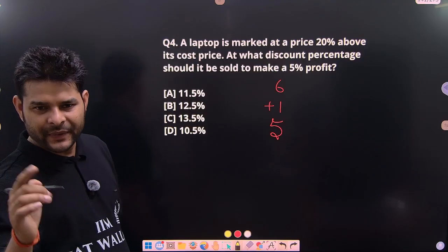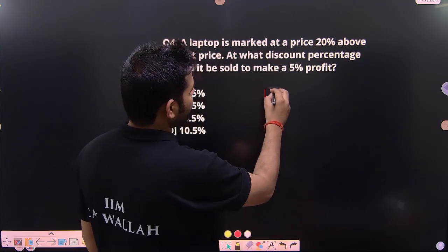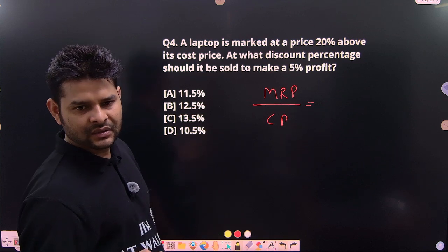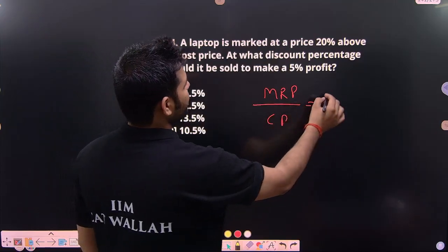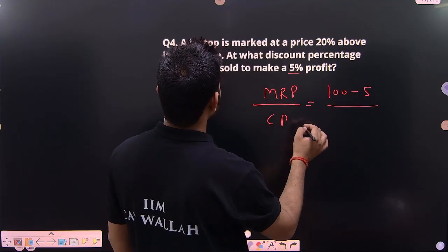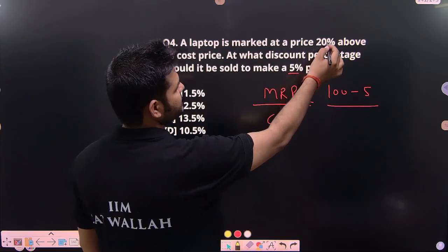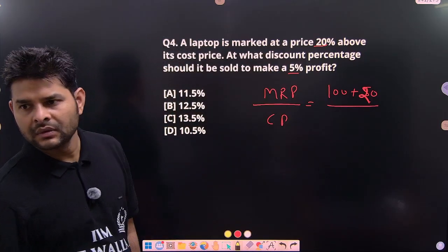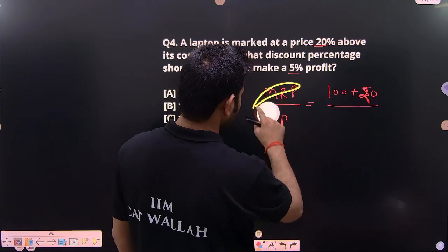Basically MP and CP ratio. We have already discussed MP, MRP upon CP. MRP relates to profit and loss and CP relates to discount. The formula that we have discussed: MRP means 100 minus profit or CP means, basically profit is this. We can do it with the next format.